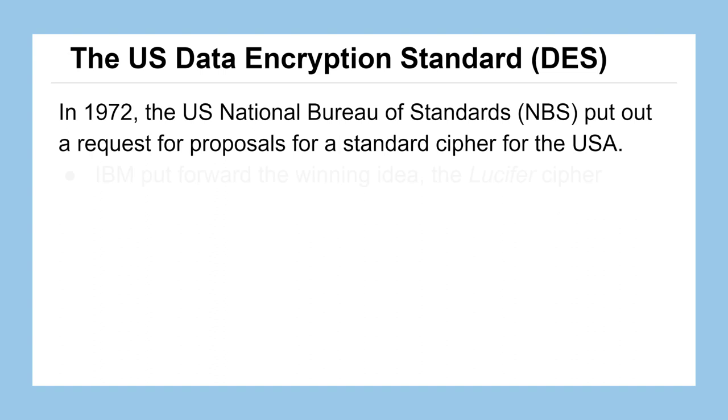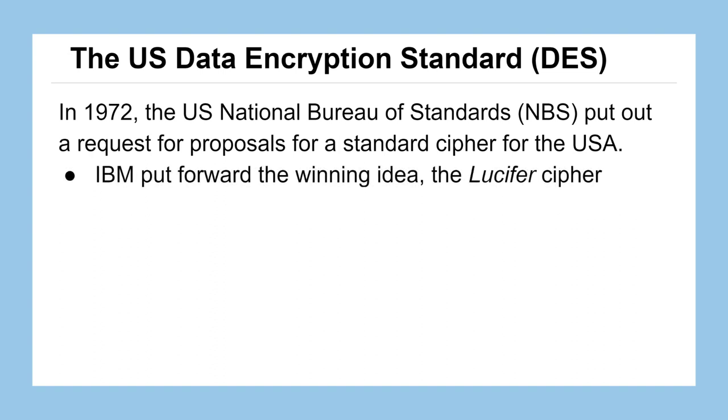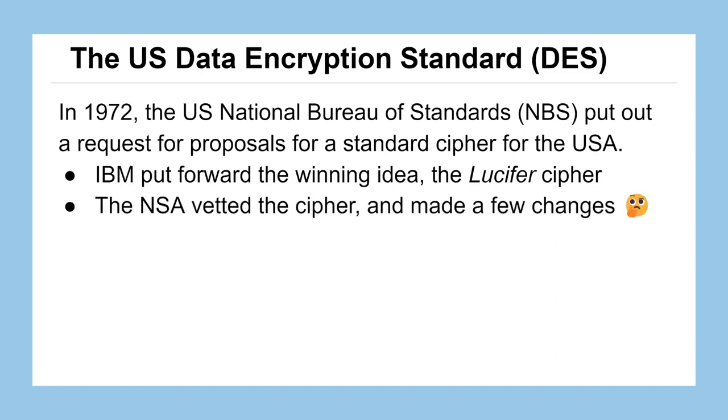The company IBM put forward the winning idea based off of a cipher they had created called the Lucifer cipher. The NSA, which at the time was not even publicly acknowledged to exist, vetted the cipher and worked with them to make a few changes. Now, you might be pausing and saying, what kind of changes would the NSA want to make to the cipher if it was already pretty good?